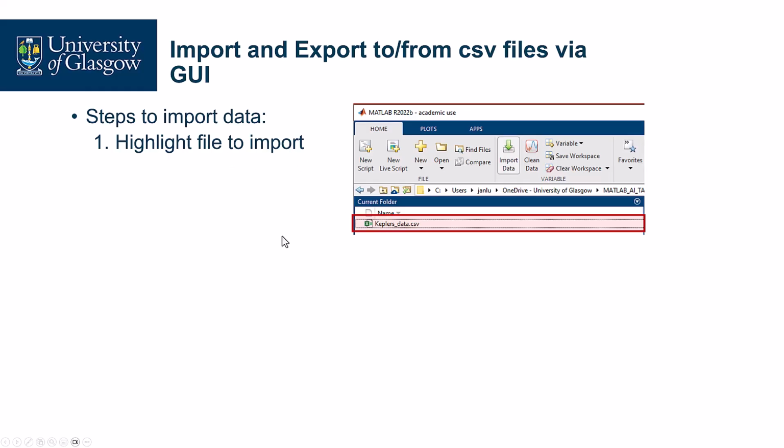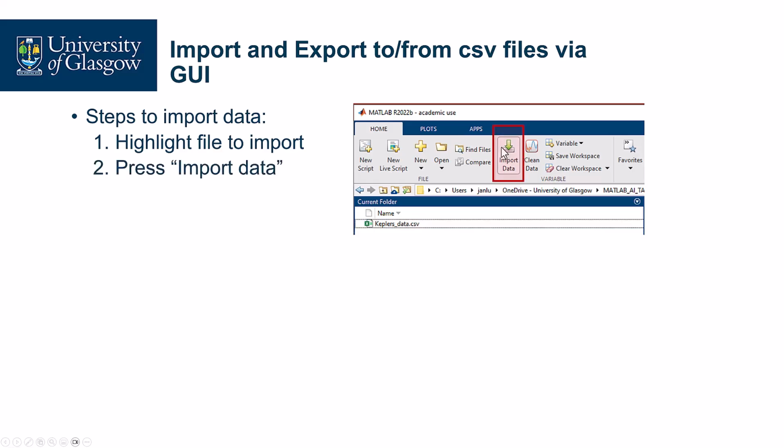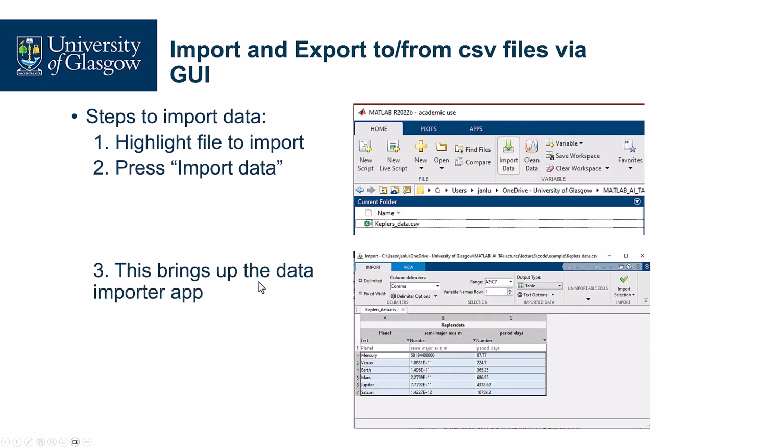After highlighting this file, you can find this button we call Import Data. You press it, and this will lead you to the Data Importer app. So this is the Data Importer app, right? These are the data found by the Data Importer app from the CSV file. Then you will find this button called Import Selection. When you click this, it will import the table.